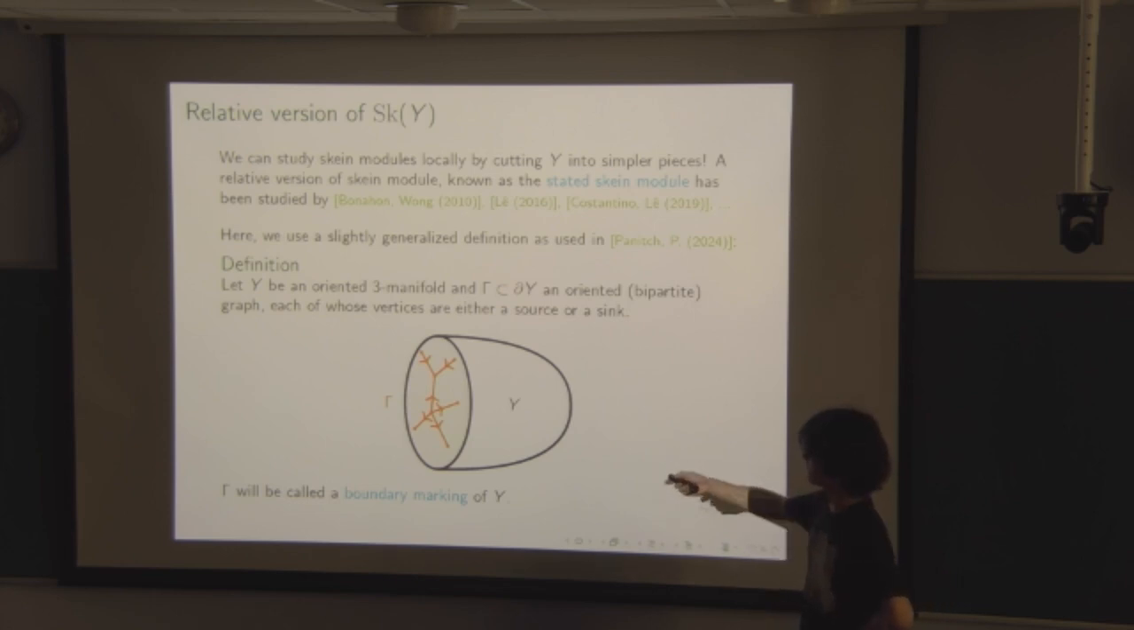It's going to be slightly different in a sense. Let me first give a definition and let me tell you how it's different from the previous definitions. So again, let Y be an oriented three manifold, and we'll also put in some extra data, which is a graph on the boundary of Y. So in this cartoon, let's say Y is some three manifold with boundary. We're going to draw some embedded oriented graph, gamma, on the boundary.